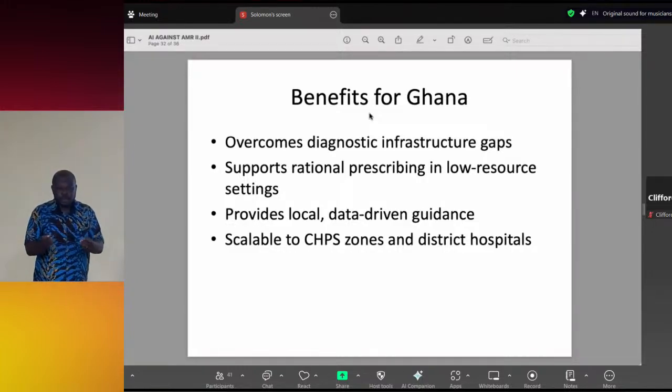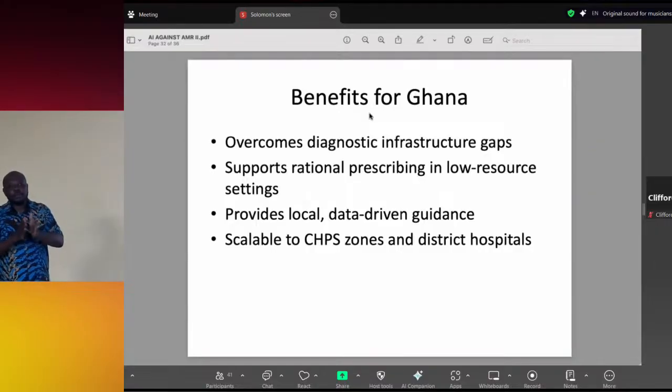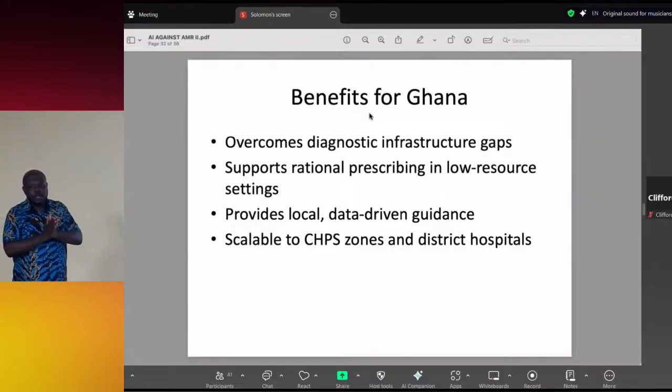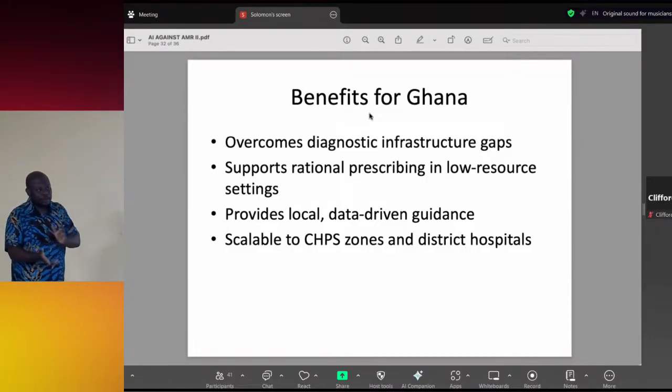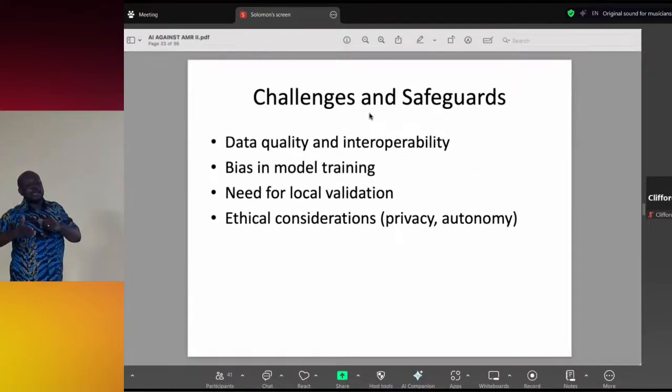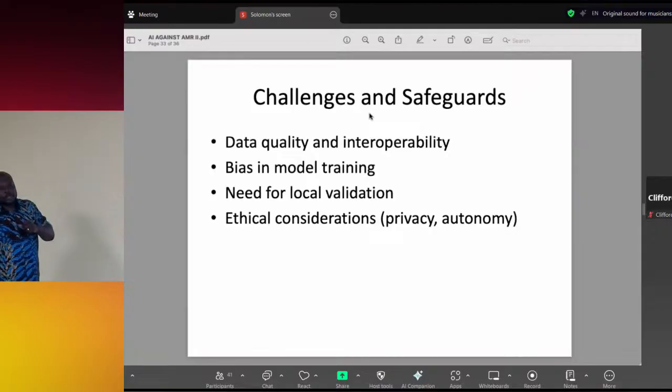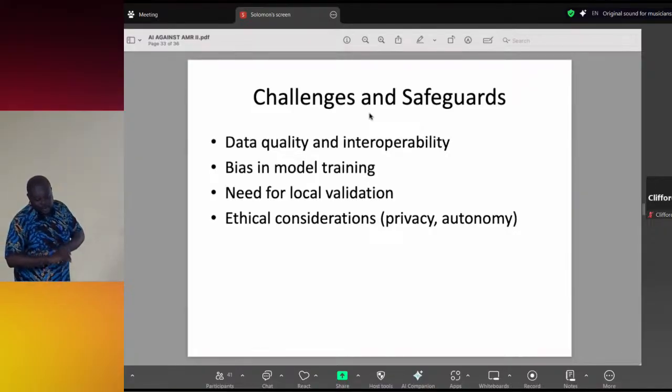They do treatment of minor ailments. Some of them even do deliveries of babies, vaginal deliveries, not the theater type. We call them CHIP zones. So because they lack access to clinicians, they can fall on some of these AI-based mechanisms to at least guide them to prescribe the right antibiotics for the patients when they have access to this.